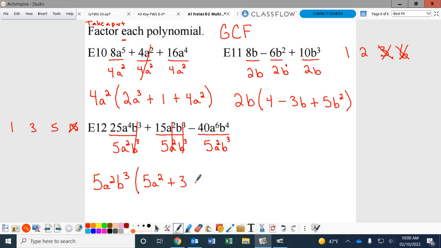Then it's going to be minus. Guys, don't mess it up just because you forget the minus instead of the plus. Watch for that. And then 40 divided by 5 is going to be 8. A to the what? 4th. And B to the what? 1st, which is just B. That's correct. And that's it, guys. You have factored that.